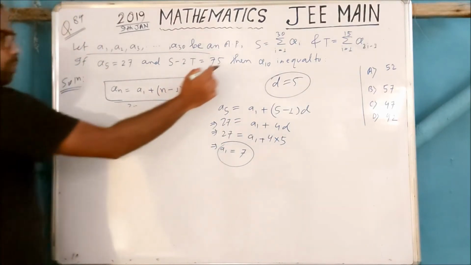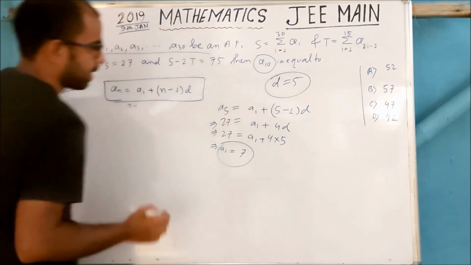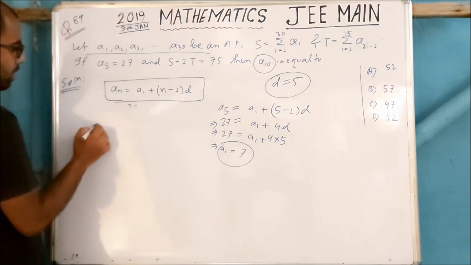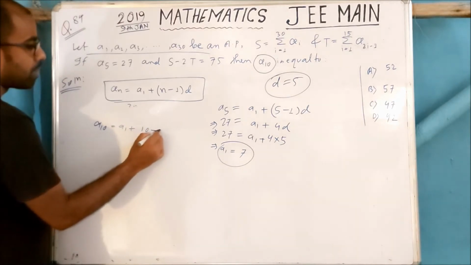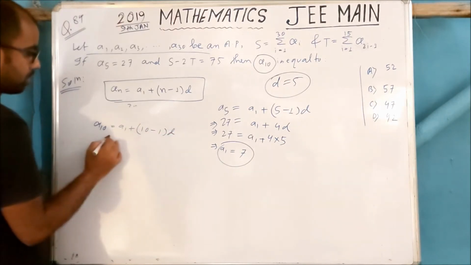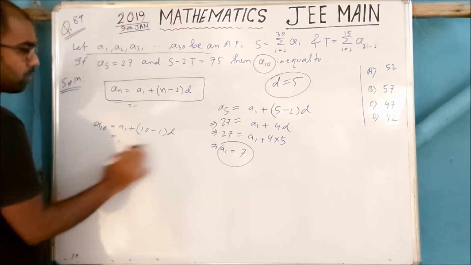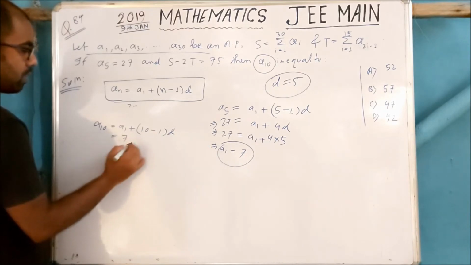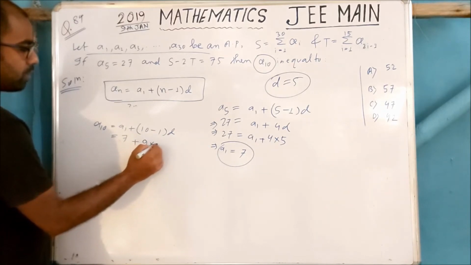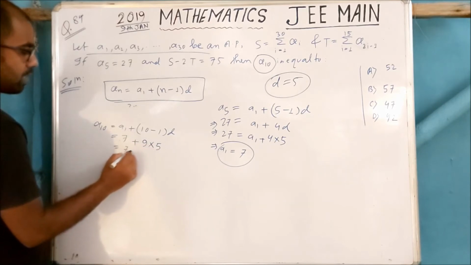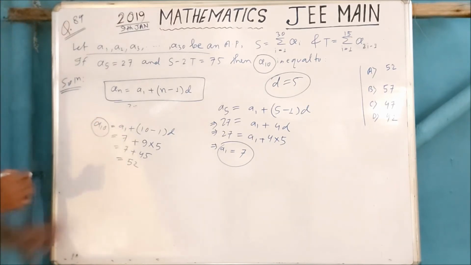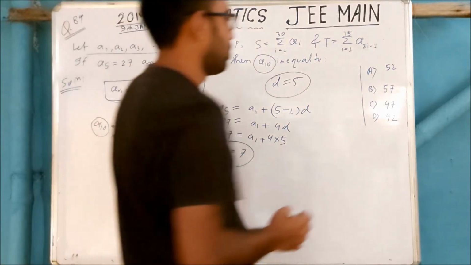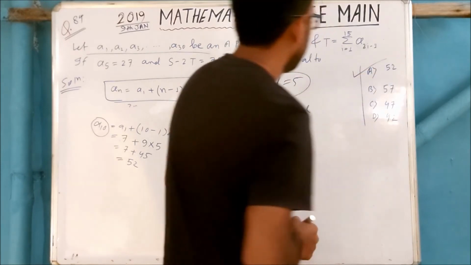Now we find the term A10. So we put n equal to 10. A10 equals A1 plus (10 minus 1) into D. So A1 equals 7 plus 9 into D, D equals 5. 7 plus 45, that means 52. So this element equals 52. So we see that A is the right answer.